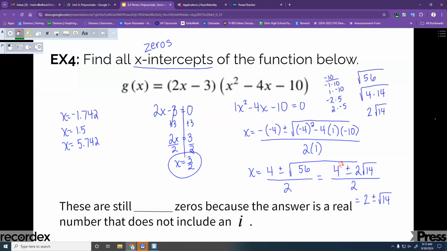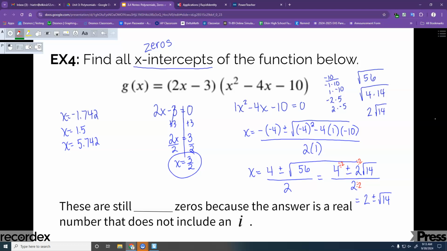So 4 divided by 2 gives me that 2. I divide this 2 by 2. It gives me a 1, which I don't have to write, and I'm dividing this one by 2, which gives me 1 on the bottom, which I also don't have to write. You don't divide what's under the square root there when you're reducing.